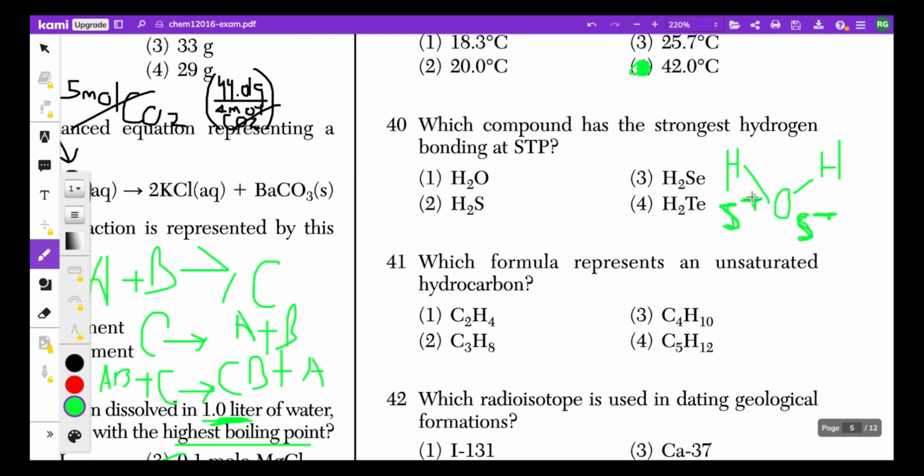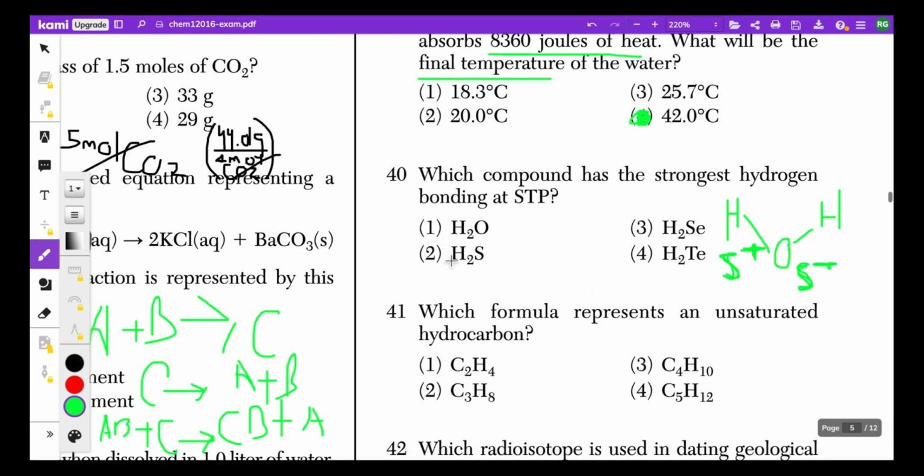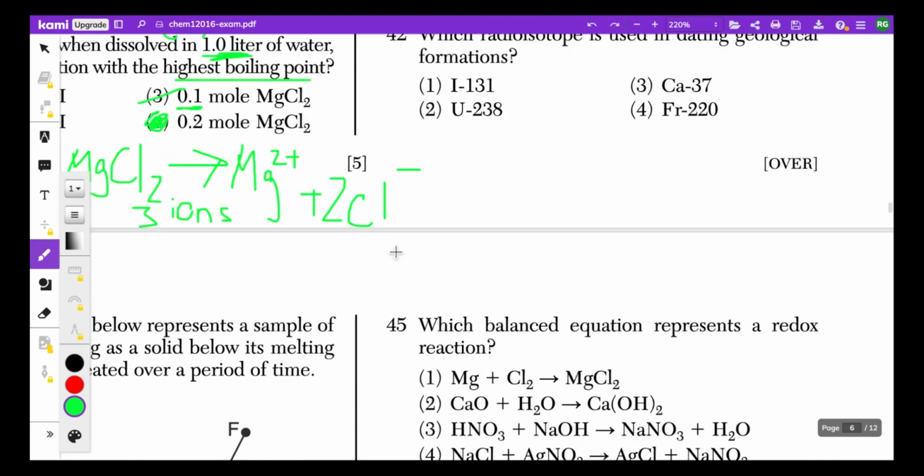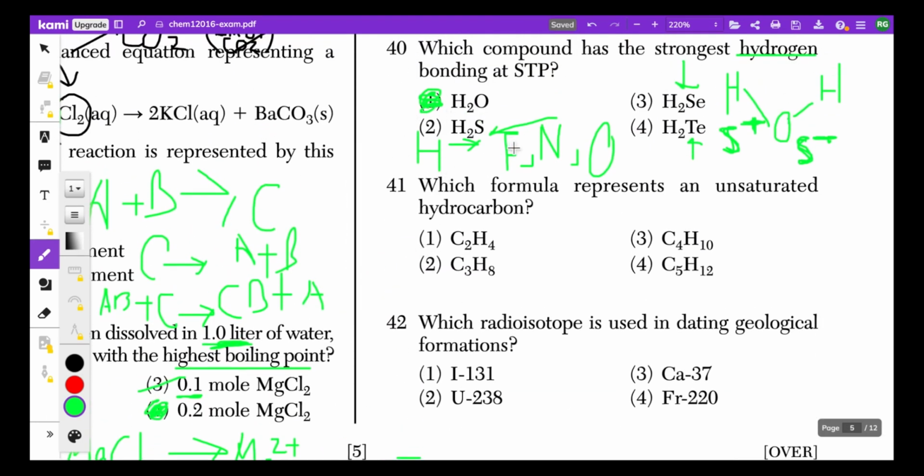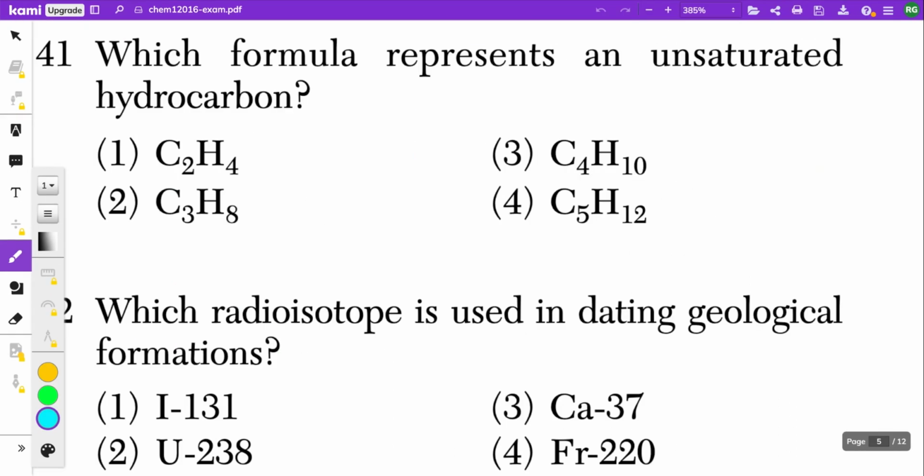And when you have hydrogen bonded to either fluorine, nitrogen, or oxygen, that's an example of a hydrogen bond. So H2O is going to have the strongest hydrogen bonding, because all of these other compounds don't have hydrogen bonded to fluorine, nitrogen, or oxygen. Only the first answer has the hydrogen bonded to any of these elements.